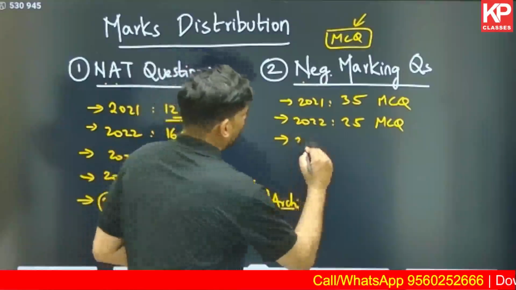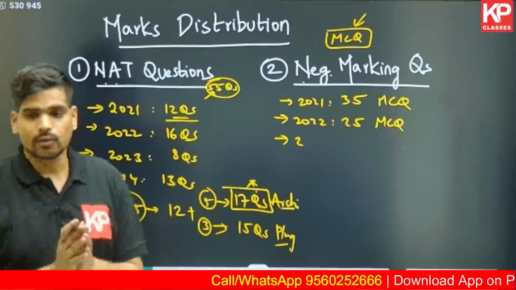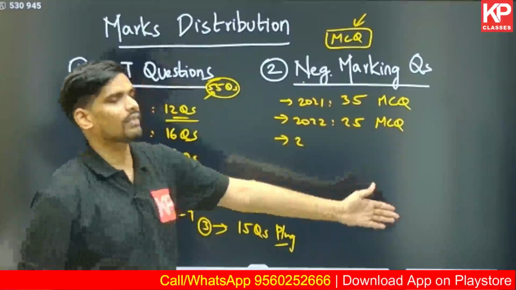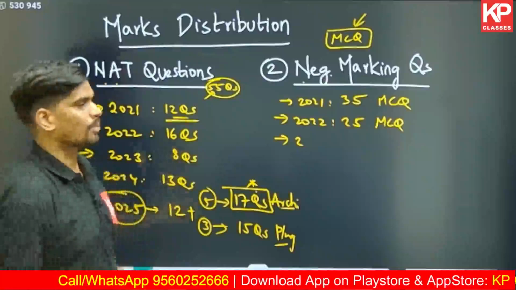That is 2022. If I just talk about it excluding the general aptitude part, all these numbers are excluding general aptitude. If you add general aptitude, 10 questions more will be added every year, because all the 10 questions of general aptitude are multiple choice only.